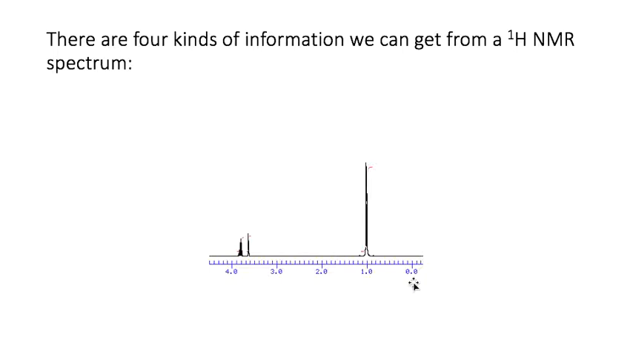And the signals down here will be ones that are closer to electron withdrawing groups. Things that are uncovering, de-shielding those hydrogens. And there's 4 kinds of information we can get from this spectrum.